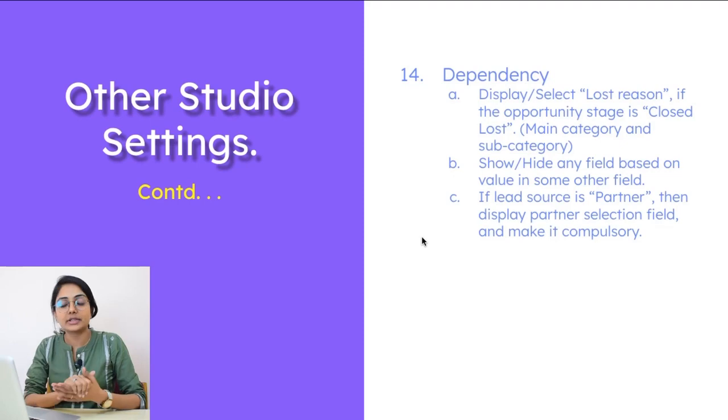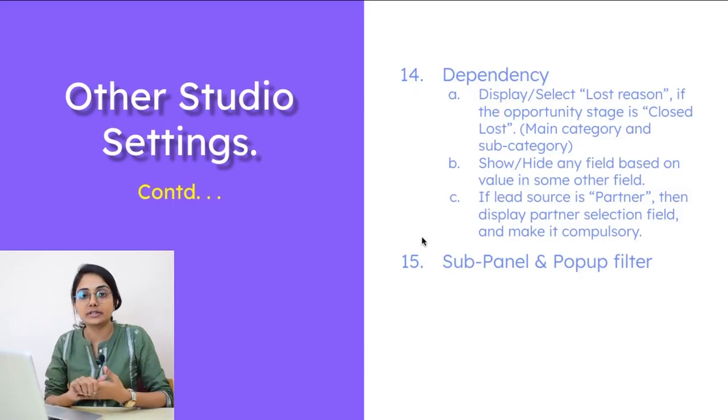There is another example here. Here I have mentioned the lead source as a partner. I can display another field on that basis to mention who the partner is. I can give them selection option of the partner. So that is also a kind of dependency in CRM.